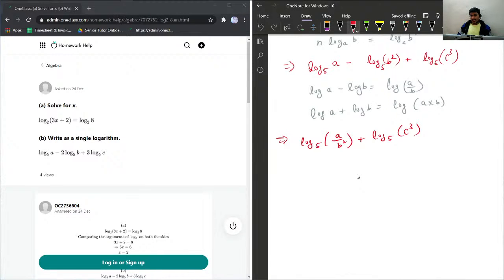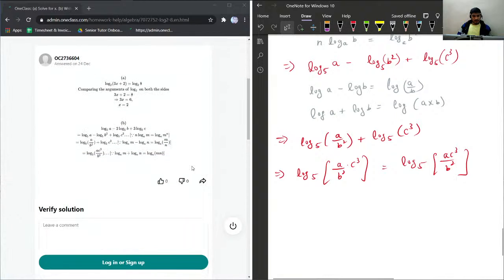Now I will use the second identity, so my a over b square will be treated as a here, and the c cube will be treated as this b. Then I can write this as a over b square into c cube, or a c cube over b square. So we have successfully written this b part in a single log.